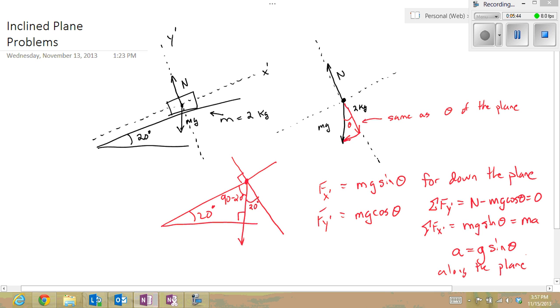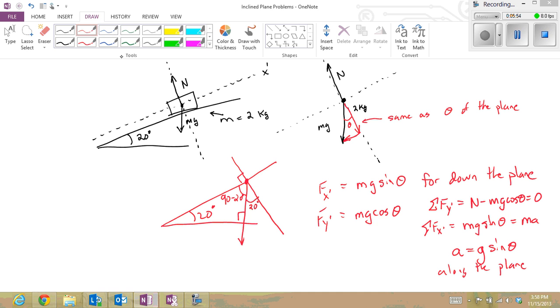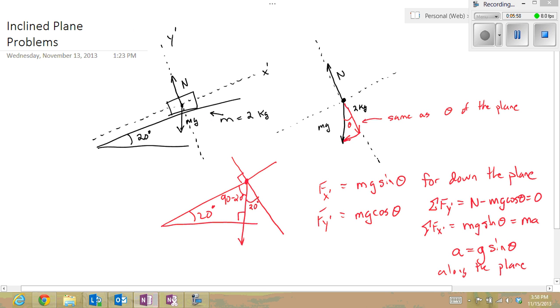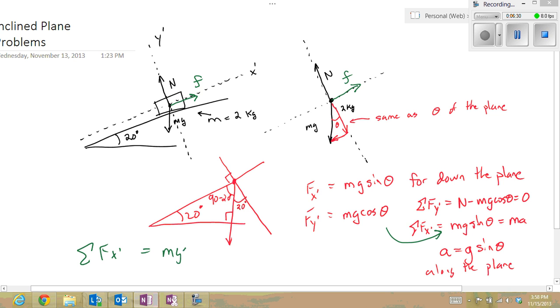And this is general for any inclined plane problem in the absence of friction. If we were to include friction in this problem, we would add in an additional force. So, pick another color here. How about green? We would see that in this original diagram, if the object is going to try to slide down the plane, then friction is going to point up the plane. That means I would add in a new force vector here in my free body diagram. And because that is in the x prime direction, it would now appear here in the x prime equation. So with friction, the sum of the forces in the x prime direction would equal mg sine theta down the plane minus the frictional force equals ma.